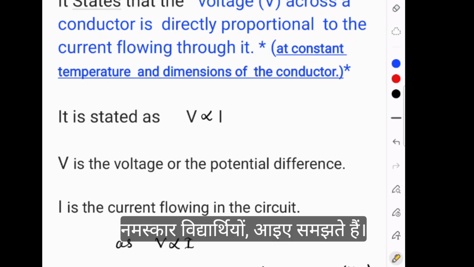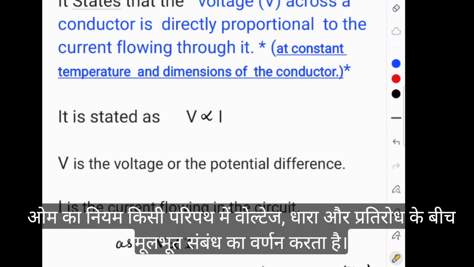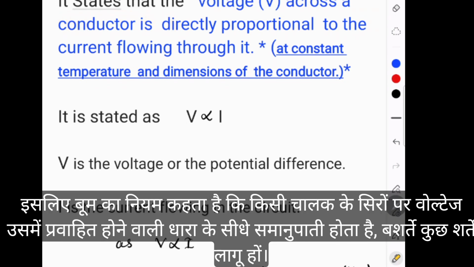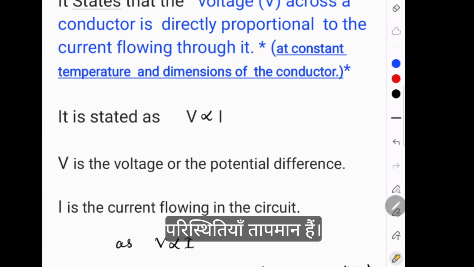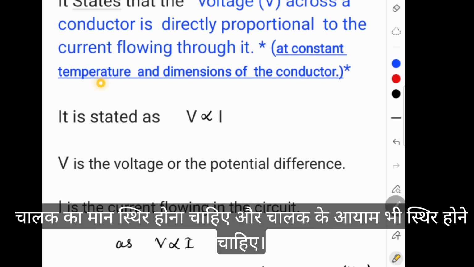Hi students, let's understand Ohm's law. Ohm's law states that the voltage across a conductor is directly proportional to the current flowing through it. And there are certain conditions. The conditions are the temperature should be constant and the dimensions of the conductor should be constant.